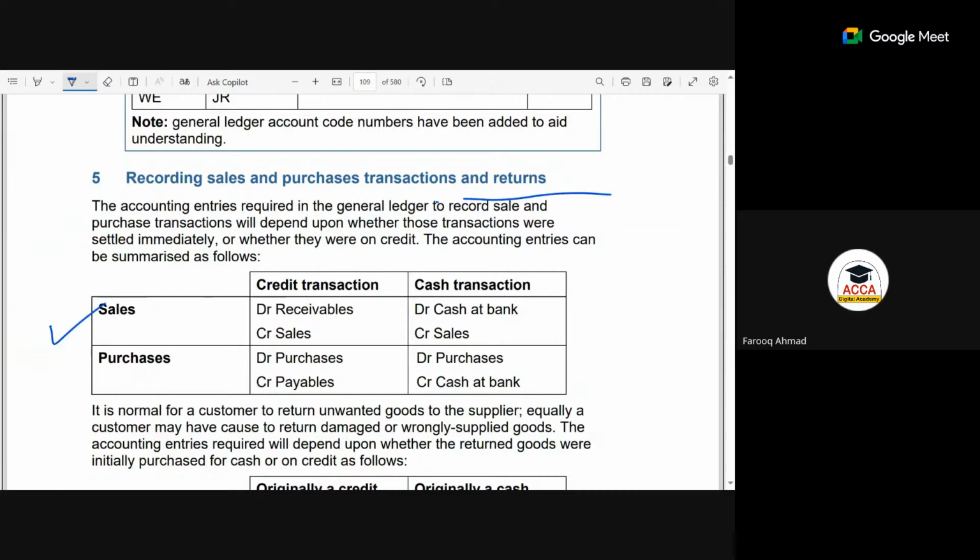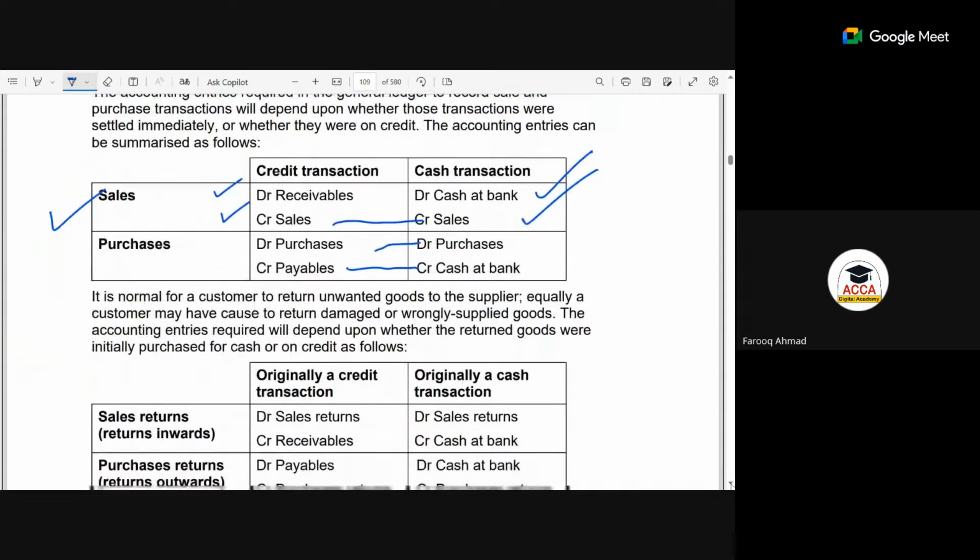For sales, debit receivable and credit sales; it's a credit transaction when you sell on credit, and when you take cash, cash is coming into the bank and sales is credited. In both scenarios, sales will be credit. For purchases also, in both scenarios, purchases will be debit, and then the credit will be payable if it is on credit, and if it is cash, then the credit will be cash at bank. But the rule is the same: sales are always credit, purchases are always debit. This is the rule.